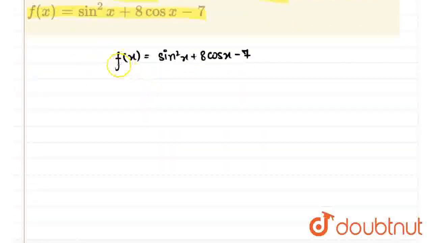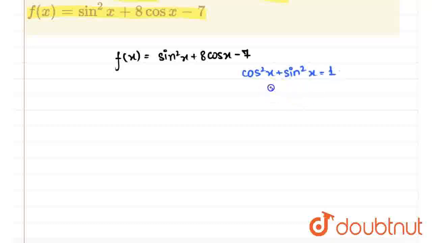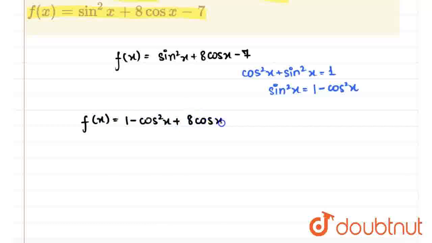So the function given to us is f of x is equal to sine square x plus 8 cos x minus 7. From here sine square x can be written as 1 minus cos square x. Why? Because cos square x plus sine square x is equal to 1. Right, we can use this formula. So f of x is equal to 1 minus cos square x plus 8 cos x minus 7.